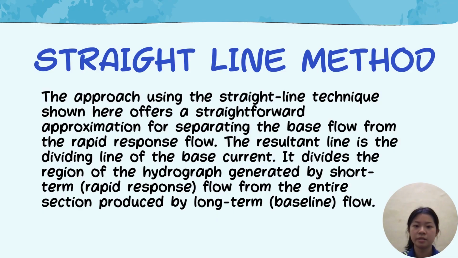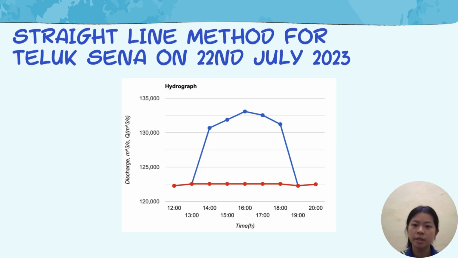Straight line method. The approach using the straight line technique shown here offers a straightforward approximation for separating the base flow from the rapid response flow. The resultant line is the dividing line of the base current. It divides the region of the hydrograph generated by short-term rapid response flow from the entire section produced by long-term baseline flow. So this is how the straight line method for Teluk Sena on 22nd July 2023 should be.